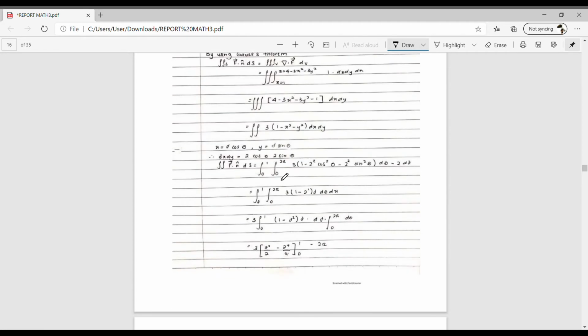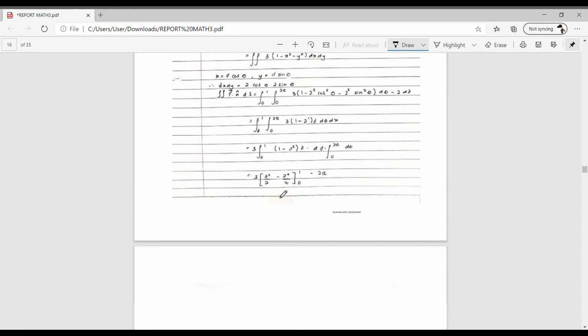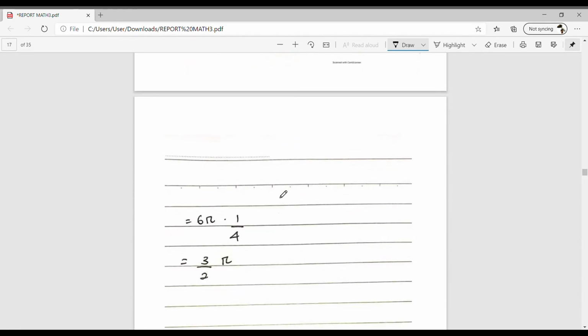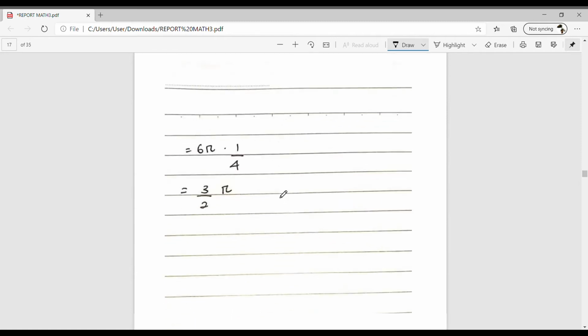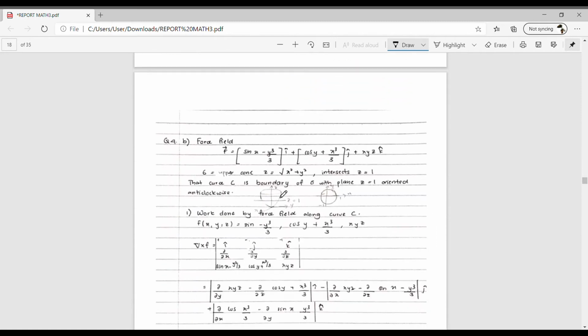So this one will be 0, 1, so it will be 0 to pi, so this theta and x, then we will get 3 over 2 pi, so it's the same up and down. Then the next question is 4b, where we were given the force field, and then all these are the questions. Then it says that the curve C is bounded, and it's oriented anti-clockwise.